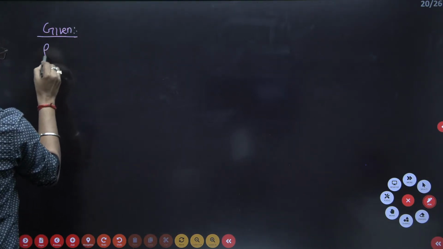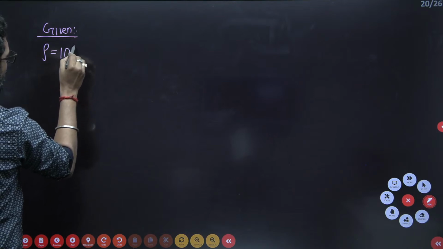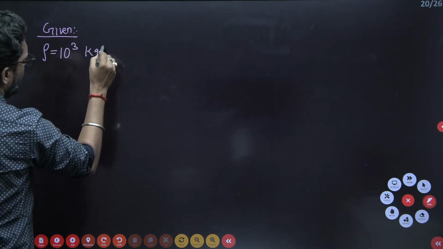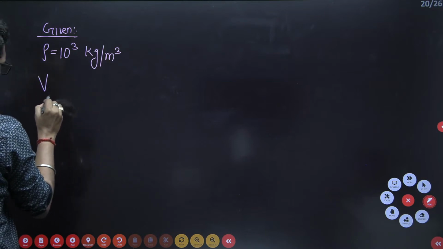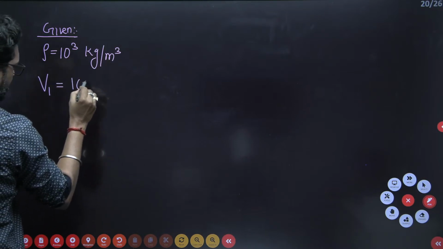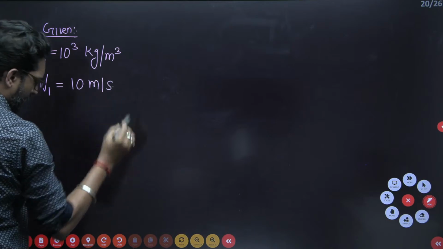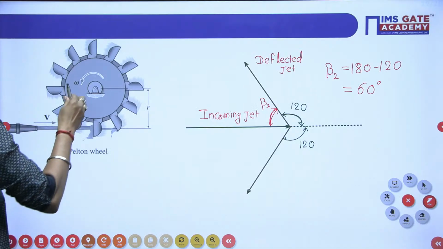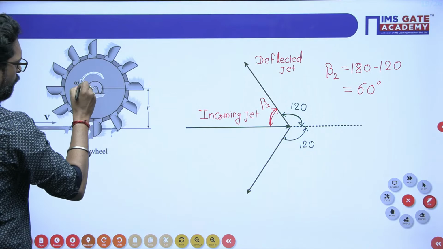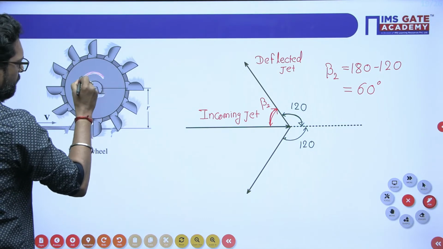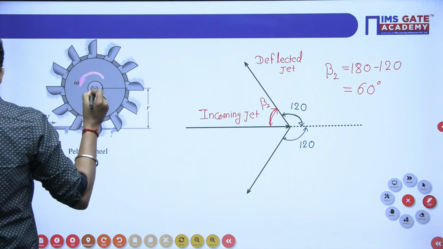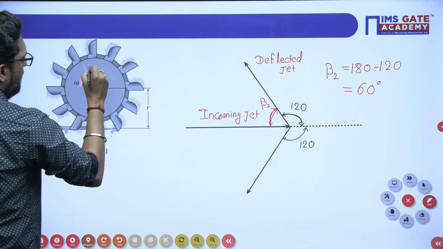Density is given, 10 to the power 3 kg per meter cube. Velocity of jet in swing is 10 meter per second. And this rotor is trying to rotate, and that rotation is also given, 10 radian per second.